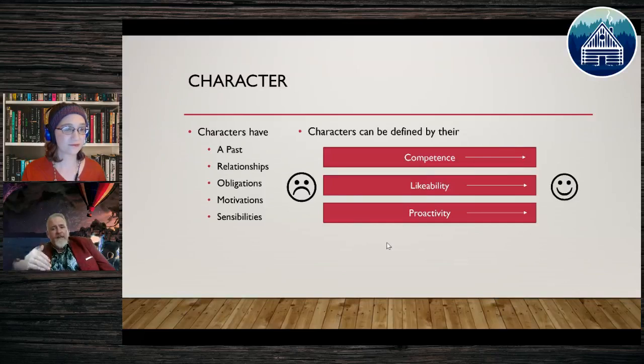And then the last bit is proactivity, right? So proactivity is about, are you good at getting things done? Are you moving things forward yourself? And so characters with a lot of competence that are very likable and proactive, we tend to like them as the reader. On the other hand, people that are missing one or more of these can be really frustrating, right?